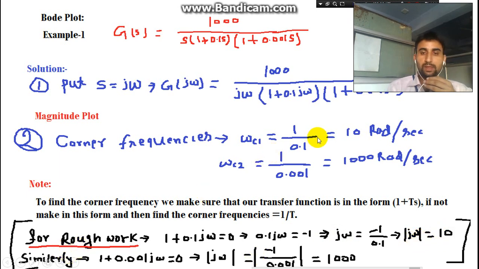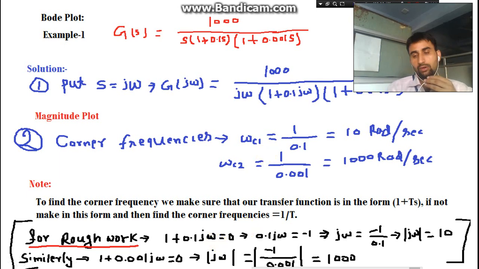Similarly, the second part, 1 plus 0.001 j omega, when we make it equal to 0, mod of j omega is equal to minus 1 divided by 0.001, which is equal to 1000 radian per second. So this is only for rough work. You don't mention it if you don't remember how to find the corner frequency. This is the easiest way to find out the corner frequency.